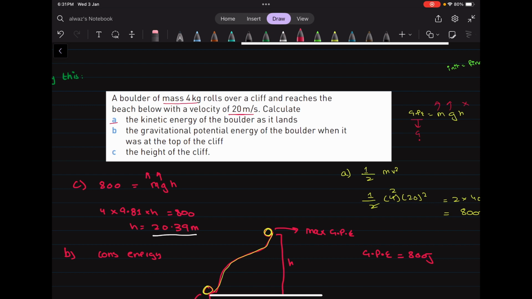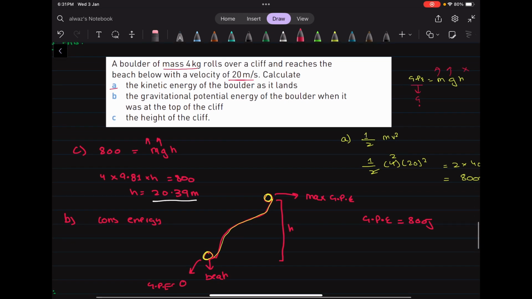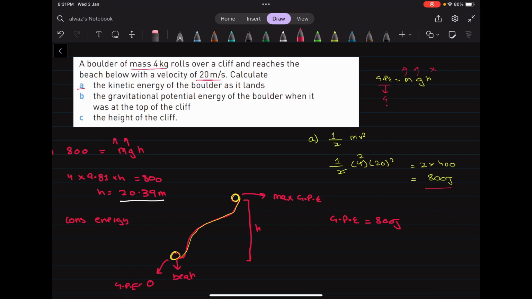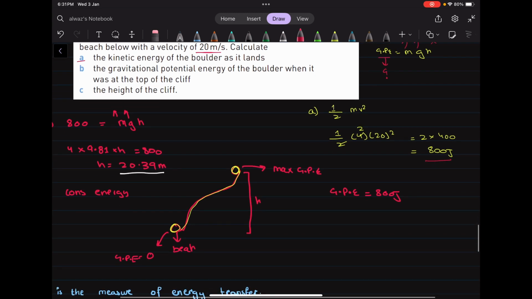If we just remember what the law of conservation of energy states, it states that the energy is always constant. So whatever energy the rock has at the bottom of the cliff, it's going to have the same energy at the top of the cliff, except that at the bottom it had it in the form of kinetic energy, but at the top it will have it in the form of gravitational potential energy. Our A part answer was 800 joules of kinetic energy. So at the top of the cliff, our rock had 800 joules of gravitational potential energy.